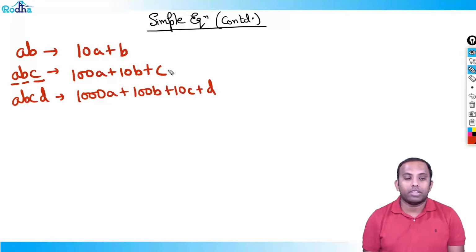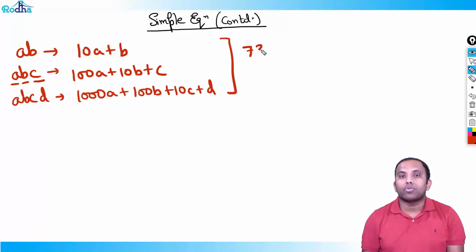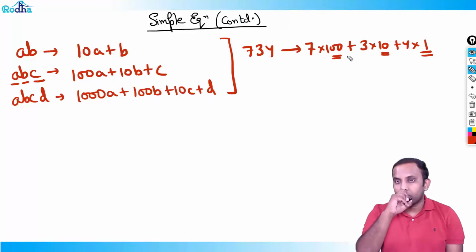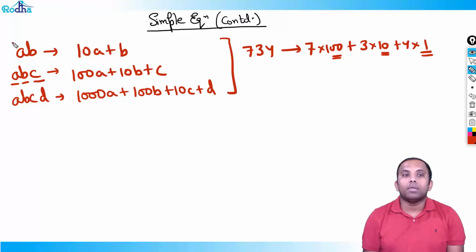C is at the 1's place, so C into 1. B is at the 10's place, so B into 10. A is at the 100's place, so 100 into A. Suppose the number is 734. How to write it? 7 into 100 plus 3 into 10 plus 4 into 1. Otherwise, if I simply write AB, mathematically it is wrong, because mathematically AB means A into B. So I can't write simply AB like this.